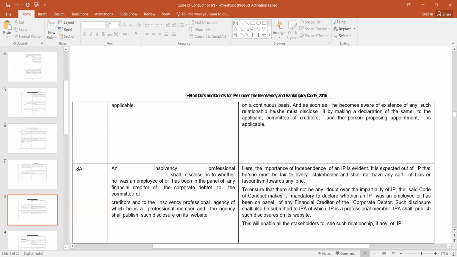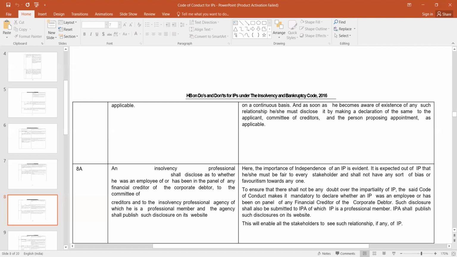So here also some disclosure is required. You have to make a note of the circumstances in which disclosure is required and the circumstances in which you should not accept the assignment. So if you have been an employee or have been in the panel of any financial creditor of the corporate debtor, you have to disclose this to the committee of creditors and the IPA of which you are a member, and the agency shall publish such disclosure on its website.